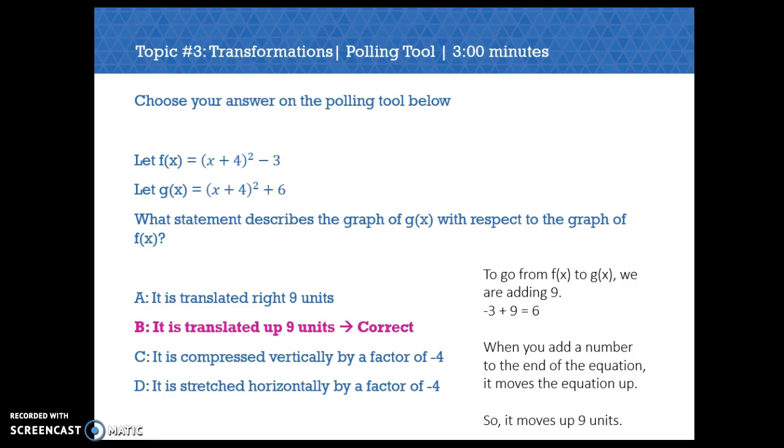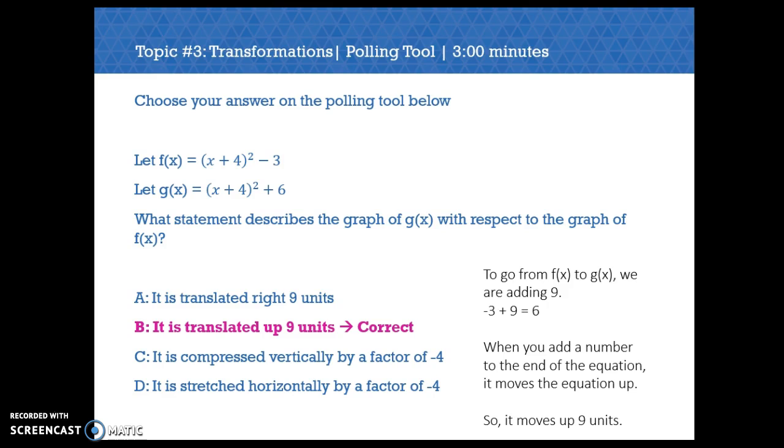And the answer for that one was B. It is translated up 9 units. We know that to go from f of x to g of x, you first need to look at what type of change is happening. And we see the change is that we are adding 9. We start with the negative 3. We add 9 to get that positive 6.